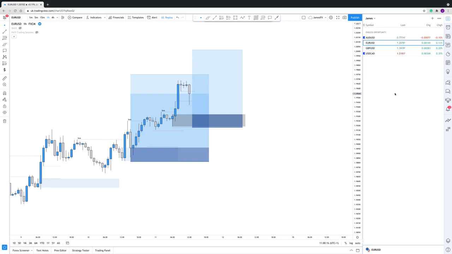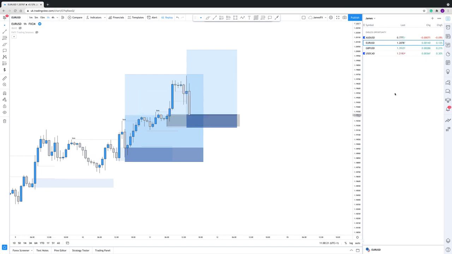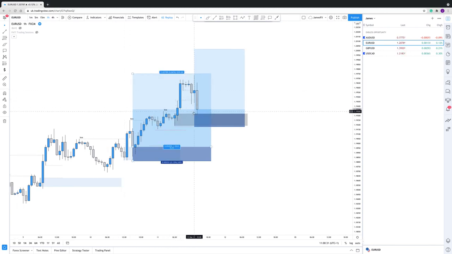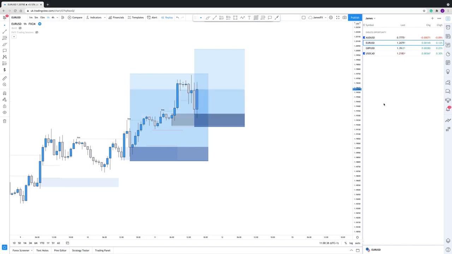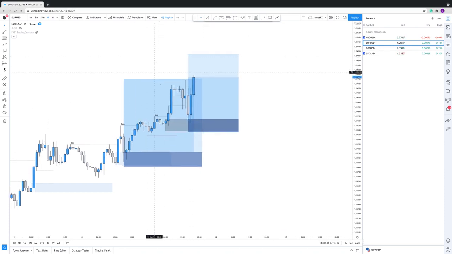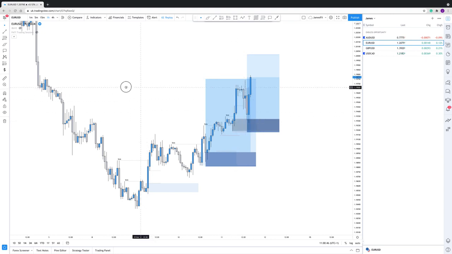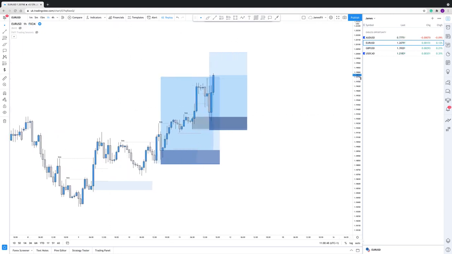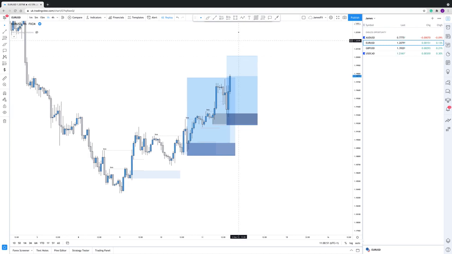Okay, so we've mitigated that imbalance and we have this wick, we wicked above, closed below. We've now tapped into our order block. So if we took this trade, we would be tagged in. So let's see what happens. Okay, so there we go. We tap in and we go. I didn't actually know this was going to happen, but this is just the power of order blocks.